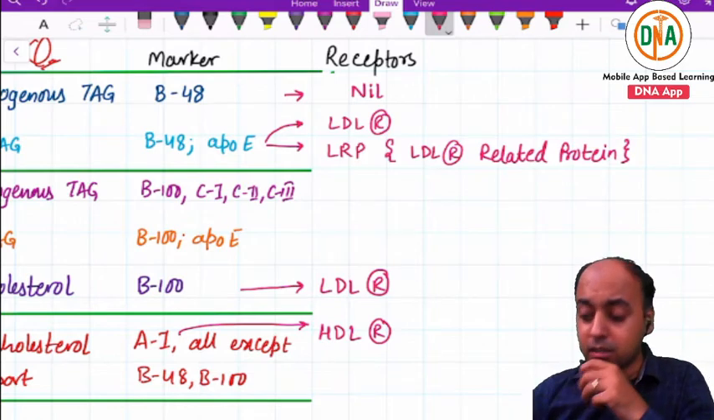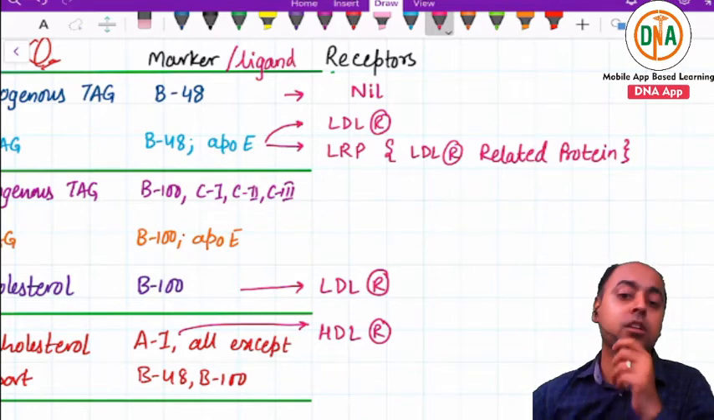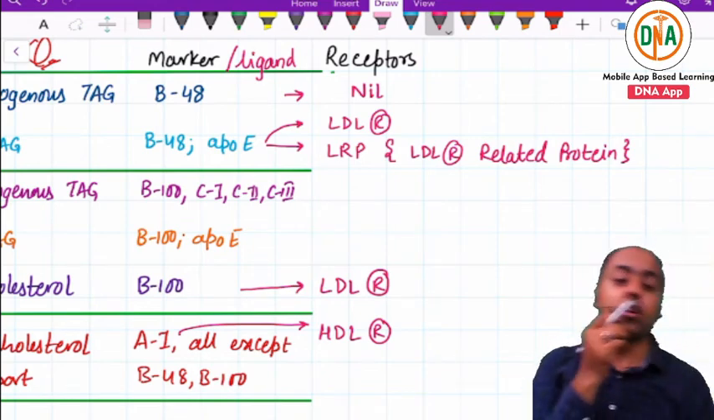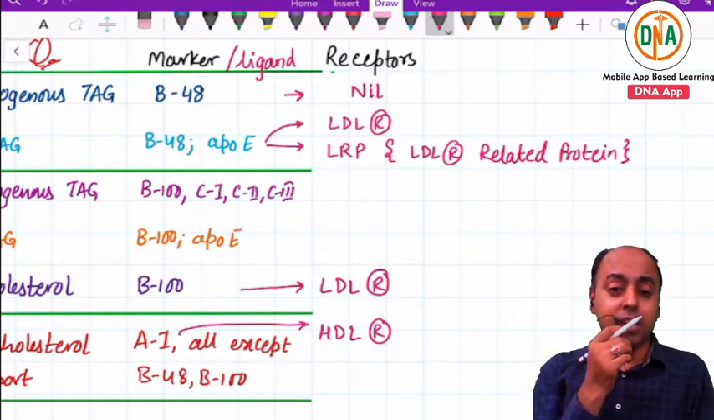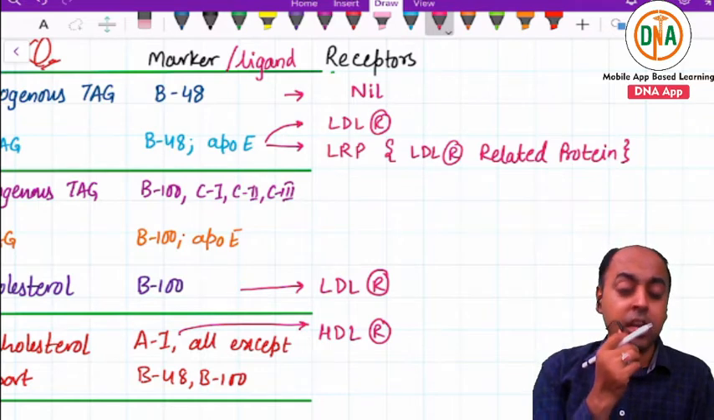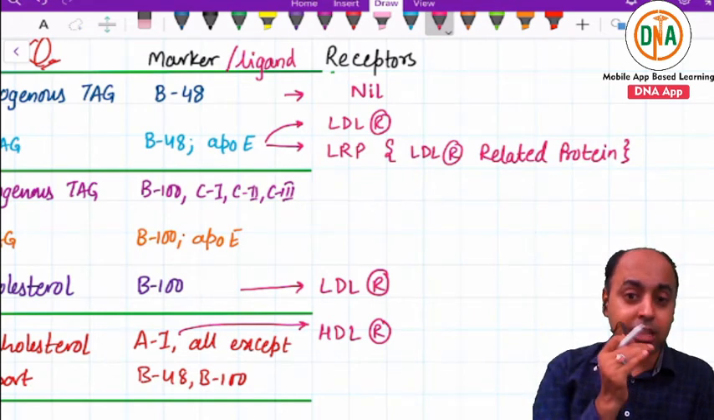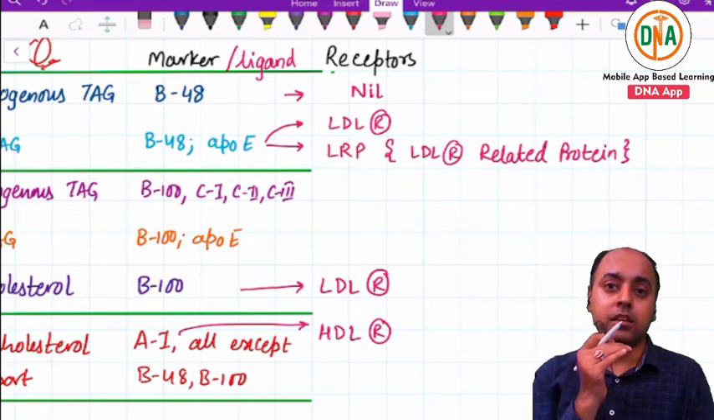These markers are called ligands when they interact with the receptor. When there is interaction with the receptor, in that case we call them the ligand, otherwise we call them the marker. They help us to identify the different lipoproteins. Remember, B48 which is there on the chylomicron is an incomplete protein, and therefore it doesn't have a corresponding receptor with which it can interact.